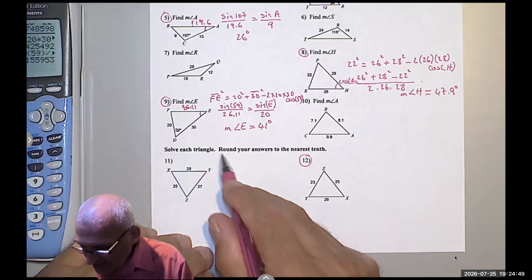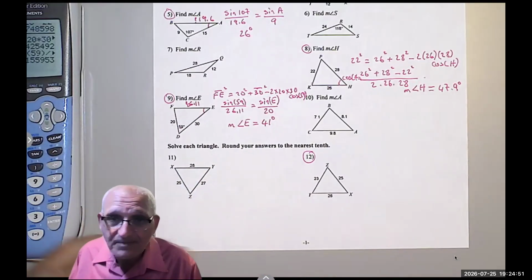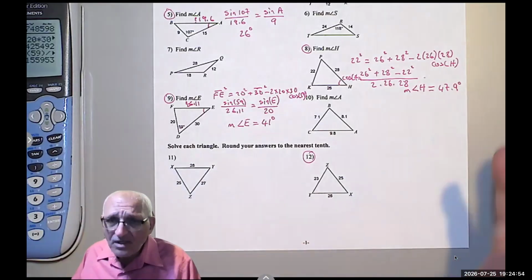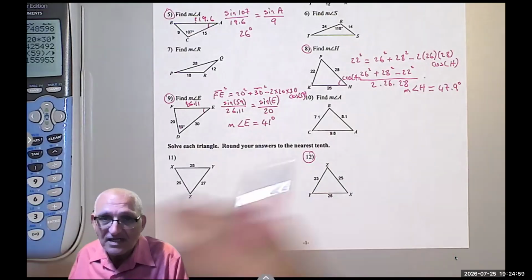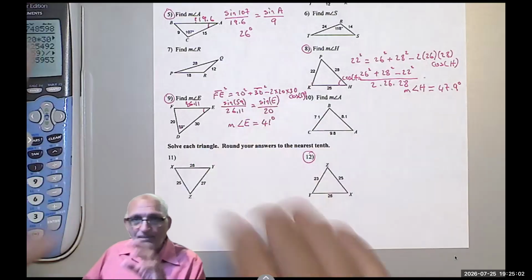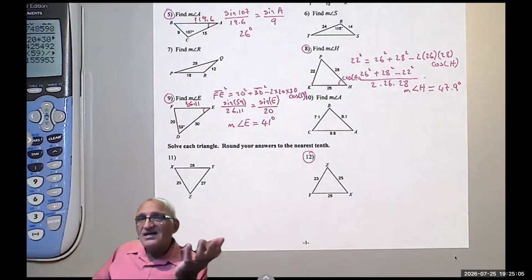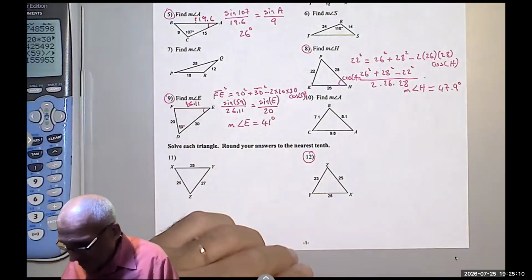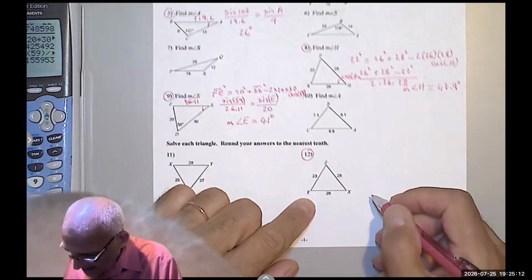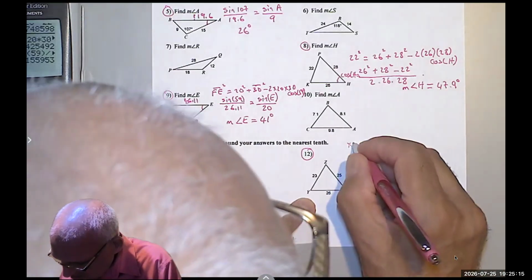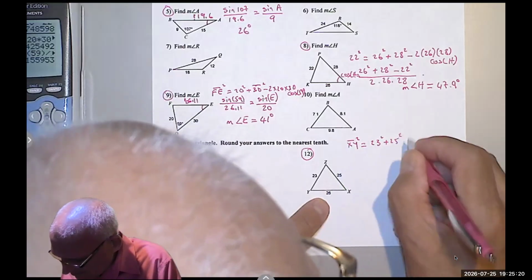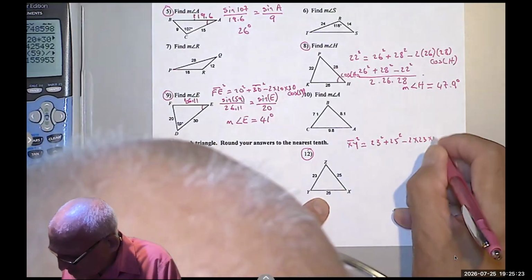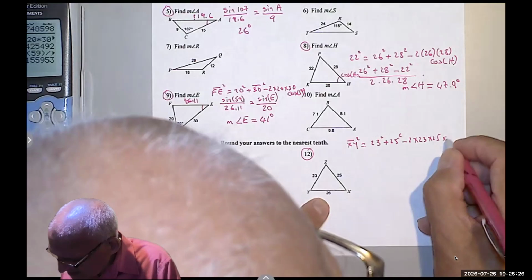They ask me to solve each triangle. I have all three sides, but I don't have any angles. So I use the law of cosines to find any one of the three. It doesn't matter. And then the law of sines can help. I can apply the law of cosines three times, but it's tedious. I think it's easier just to find one. Let's say we are going to find XY. So I'm going to say XY squared equals 23 squared plus 25 squared minus 2 times 23 times 25 cosine Z.